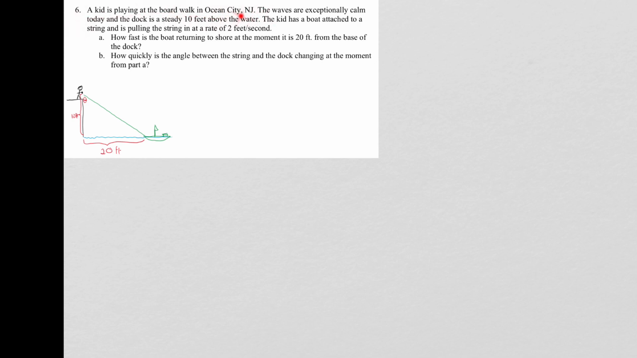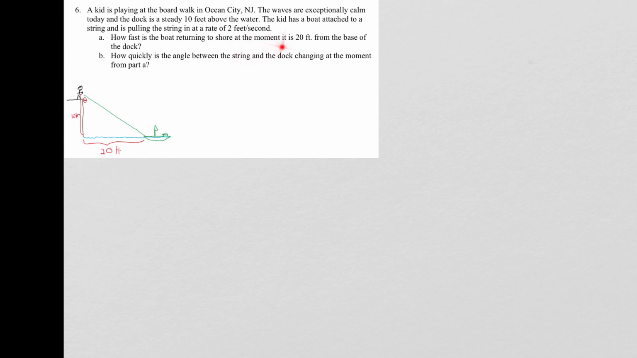Someone's on a boardwalk, kids on a boardwalk, calm waves. So, nice calm waves. The kid has a boat attached to a string, and they're pulling the string in at a rate of 2 feet per second. Here's our boat. This string is going in at a rate of 2 feet per second. And then 10 feet above the water, 20 feet from the dock is when we are trying to answer question A. So how fast is the boat returning to the shore?